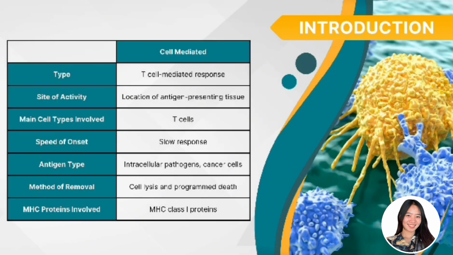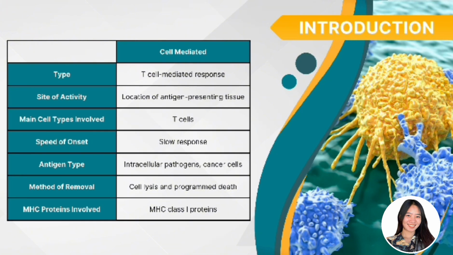Cell-mediated immunity is a T-cell-mediated response. Its activity happens in the location of antigen-presenting tissue. Antigen-presenting tissue refers to tissues that contain cells such as dendritic cells, macrophages, and B cells, which capture, process, and present antigens to T cells. These cells display pieces of pathogens on their surfaces using molecules called MHC, or the major histocompatibility complex, helping to activate the adaptive immune response. So the main cell types involved in cell-mediated immunity are the T cells.